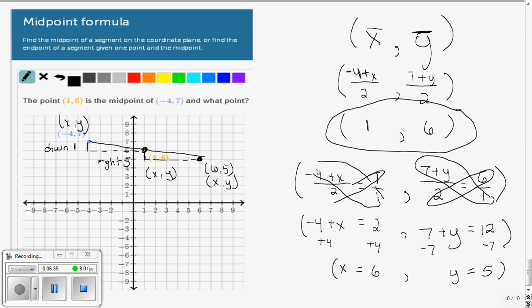So last but not least, I'm going to write my endpoint as (6, 5), which is in fact the same endpoint that I found using the graph a few minutes ago. This is how we could do it algebraically.